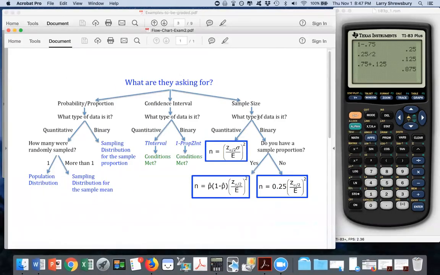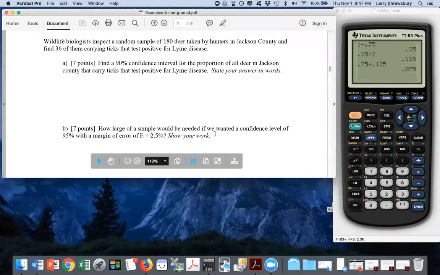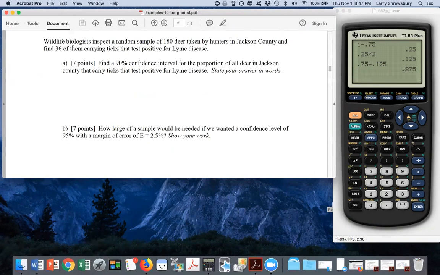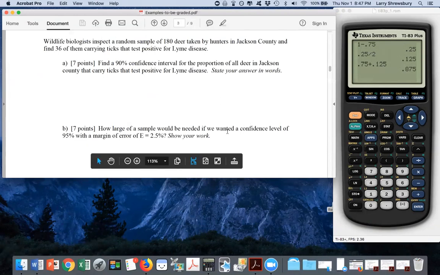Sample size, what type of data is it? Well, we already answered that, it's binary data. Now, be careful on this next one. Do you have a sample proportion or not? Now, you might be tricked into thinking I don't see one here. Well, look a little farther up. Oh, yeah, 36 out of 180. That's my X over N. I do have a p-hat, 36 divided by 180. So you're going to use the formula with the p-hat. All right? So that's how you know which formula you're going to use.